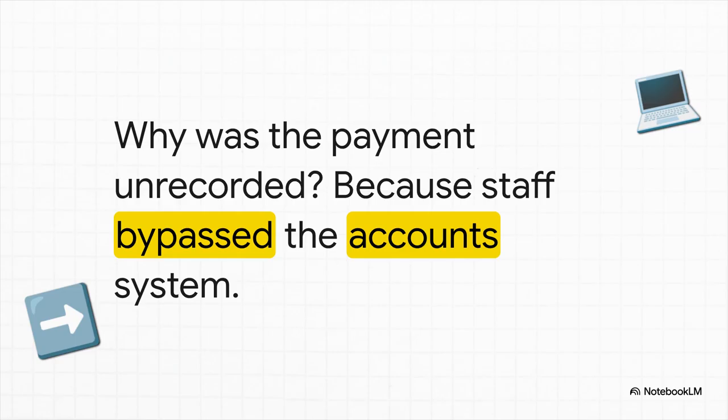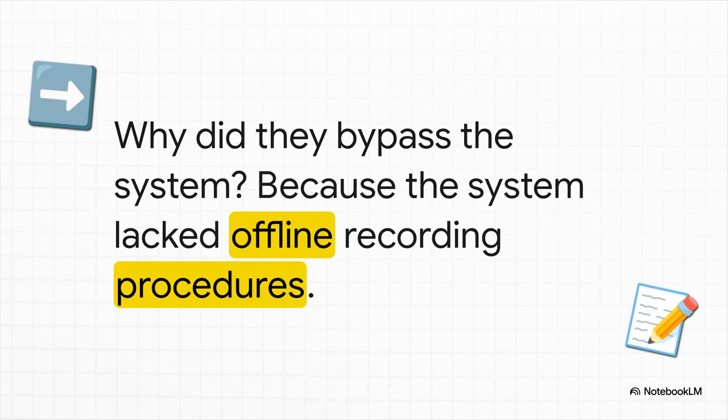Okay, but that's just the surface, right? That's the symptom. So, why number 2? Why did they feel they had to bypass it? Turns out, the system has no procedure at all for recording payments when someone's offline or out in the field. Now we're getting somewhere. This is shifting from a person problem to a process problem.